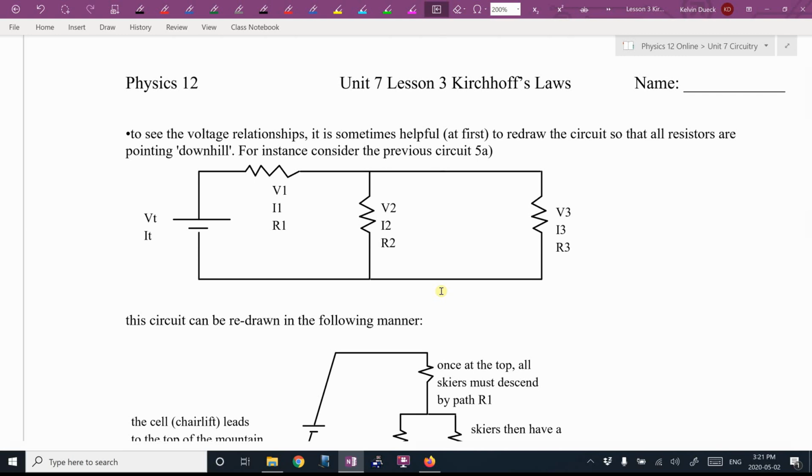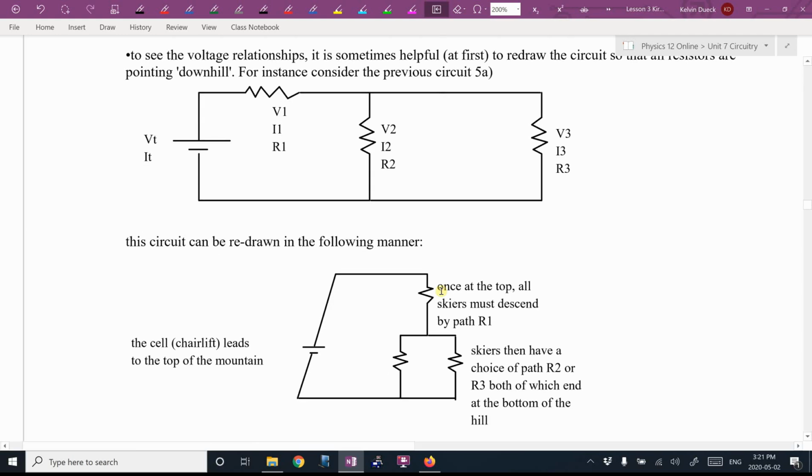To see the voltage relationships, sometimes for a really complicated circuit, you might find it helpful at first to redraw the circuit so that everything is pointing downhill. For example, the previous circuit 5A, which looked like this, you could draw it as this picture here. Here's the chairlift. Everyone goes down that hill. Everyone goes through that hill. And then right here, we split up. Some people go down this hill. Some people go down this hill. But then we all meet up and we finish off together.